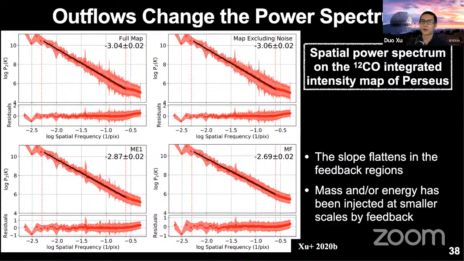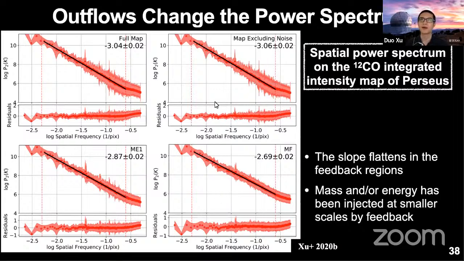Then we calculate the power spectra of the feedback region and compare that to the entire region. Here is the spatial power spectra on an intensity map of 12CO in Perseus. This is the power spectra of the full map. And here I exclude any noise region, so there is only the emitting region. And the bottom two panels are the feedback region, so that is where there is feedback in the integrated map.